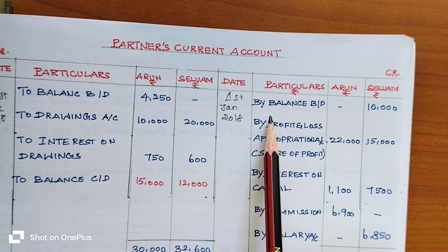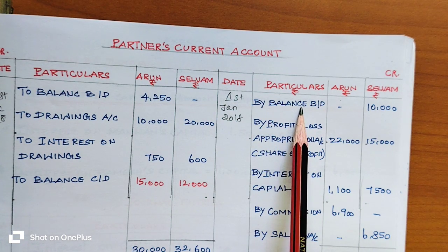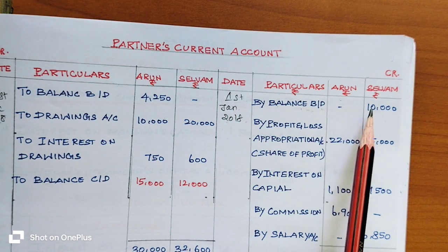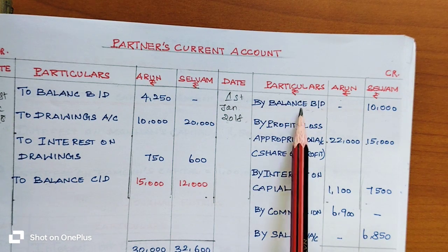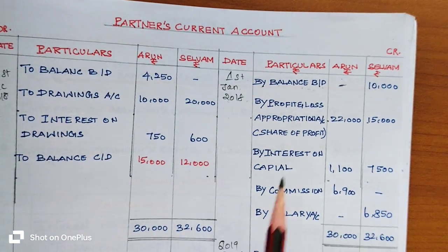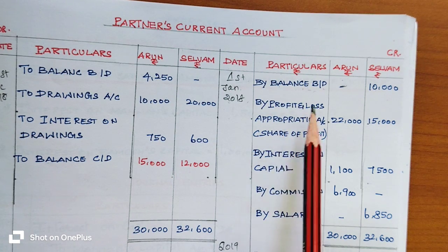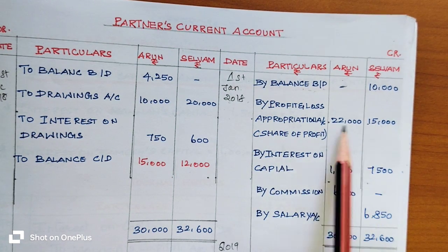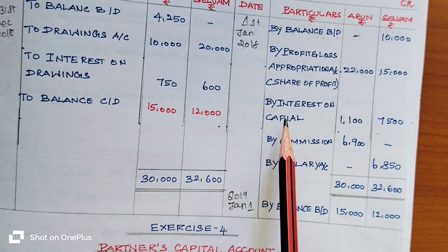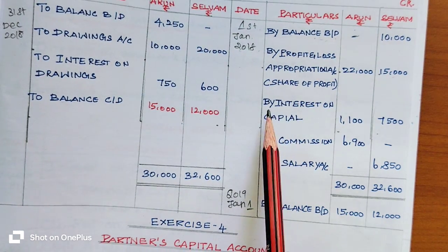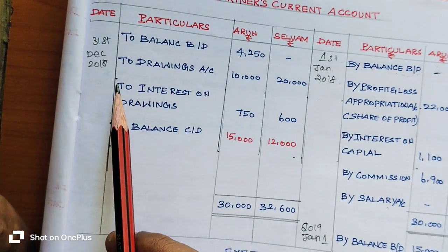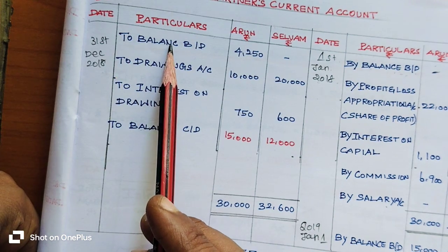In partners current account, the opening balance of the partners current account is on credit side dated 1st January 2018 by balance brought down. Selvam's current account opening balance is 10,000 rupees. Arun has no such amount. Then by profit and loss appropriation account, 22,000 and 15,000 respectively, share of profit. As per the format, we already marked the transactions in the question, so as per that we have to enter here. By interest on capital, commission, salary are to be entered on credit side. On debit side, you have to write to balance brought down.